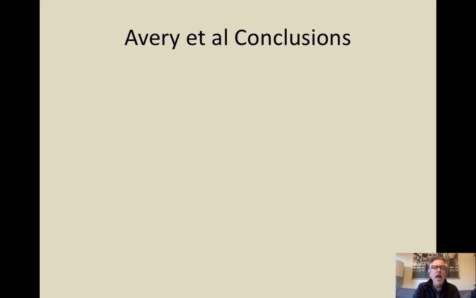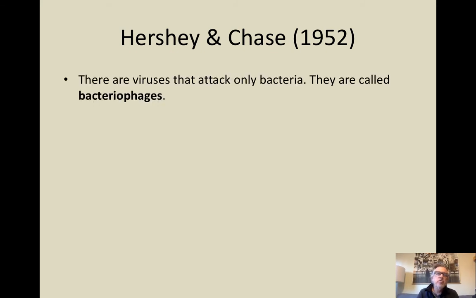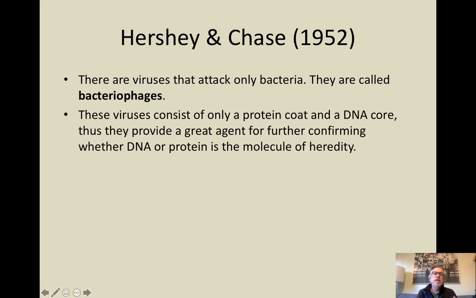So now, Avery et al. can conclusively say that DNA is the transformative agent. Finally, in 1952, Alfred Hershey and Martha Chase published the following experiment. They used viruses that are known to attack bacteria, and they only attack bacteria. They're called bacteriophages, which literally means eaters of bacteria. These viruses consist only of a protein coat and a DNA core, and that was known. Thus, they provide a great way of further confirming whether DNA or protein is the molecule of heredity.